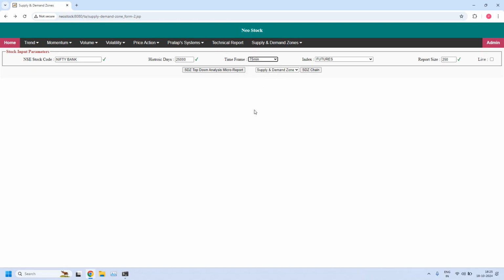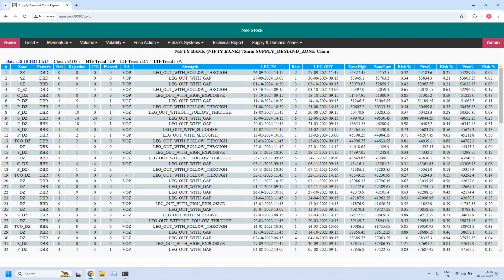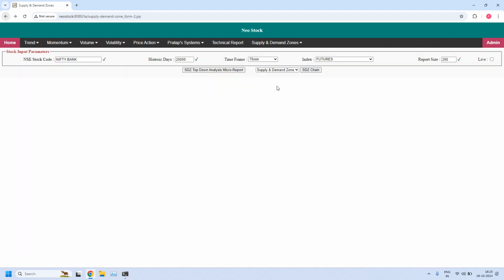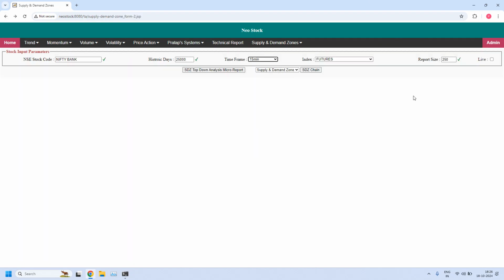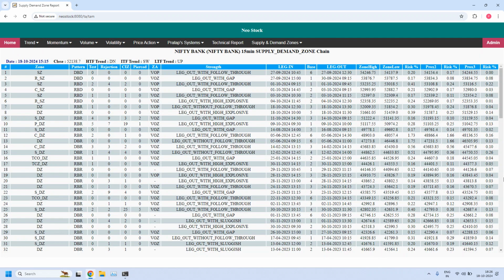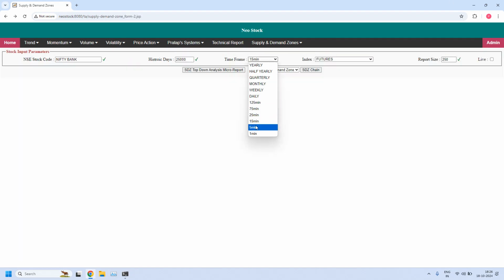Next time frame is 75 minutes, generating 75 minutes supply demand zone chain for BANKNIFTY. Next time frame is 25 minutes, generating 25 minutes supply demand zone chain for BANKNIFTY. Next time frame is 15 minutes, generating 15 minutes supply demand zone chain for BANKNIFTY. And the last time frame is 5 minutes, generating 5 minutes supply demand zone chain for BANKNIFTY.